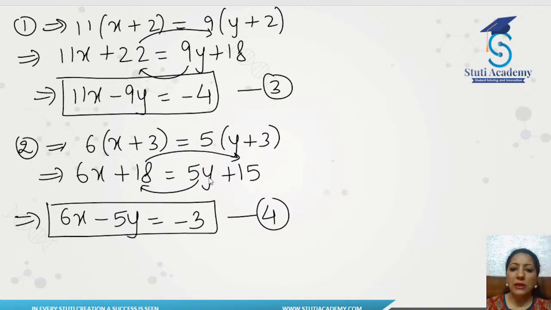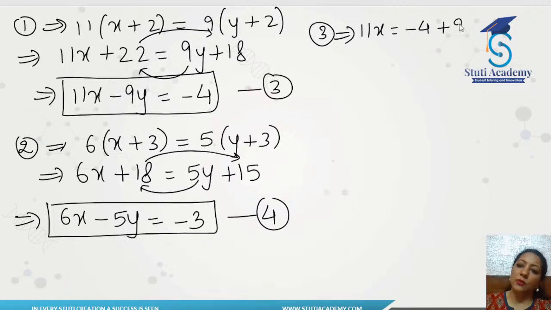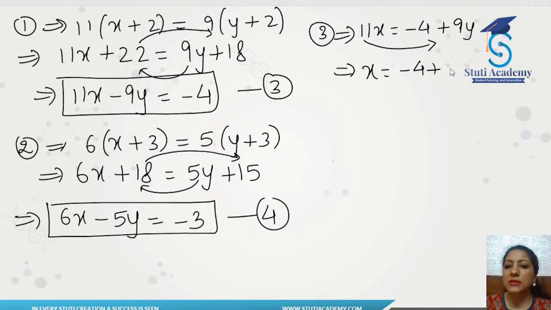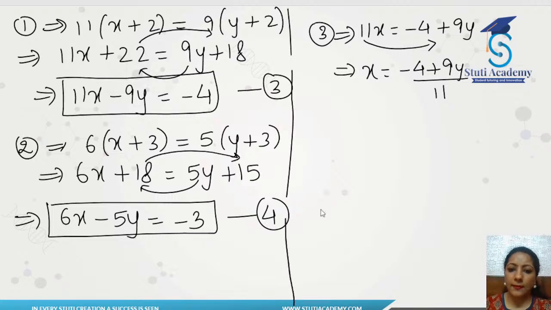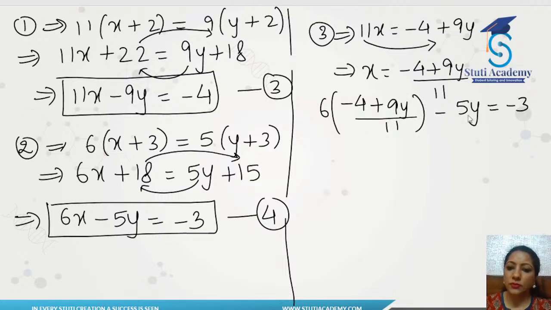We'll use the substitution method again. So I'm taking the third equation here and I'm writing x in terms of y. So I'll write here 11x equal to minus 4 plus 9y. And I can take this on the other side. Plus 9y I've got by taking this minus 9y on the right hand side. So from here we'll get x equal to (minus 4 plus 9y) over 11. This value of x I'm going to place here. So I'll get 6 times (minus 4 plus 9y) over 11 minus 5y equal to minus 3.